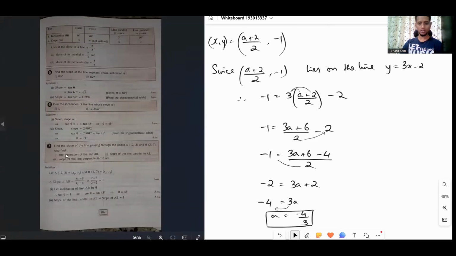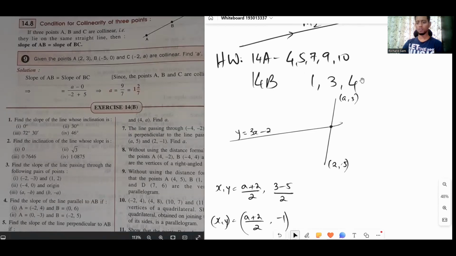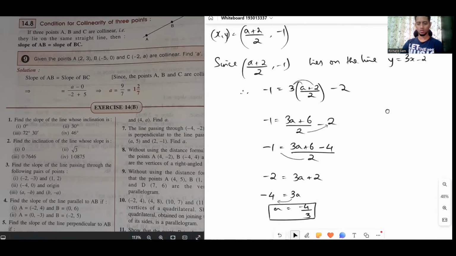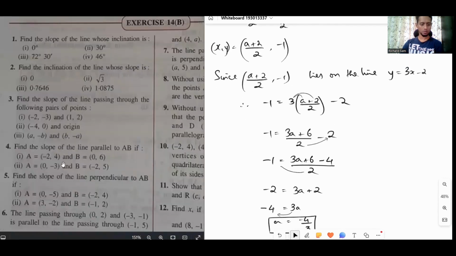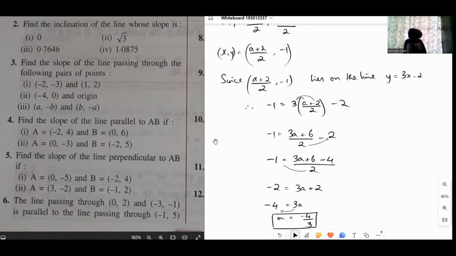What about this fourth question here? Did you get it? This also is given, no? Yes, 14b4. How many of you got this? Find the slope of the line parallel to AB. If this line is parallel to AB, that means both of them have the same slope. So you just find the slope of AB and that will be the same slope of the other line also, because both lines are parallel. Okay, we'll continue.